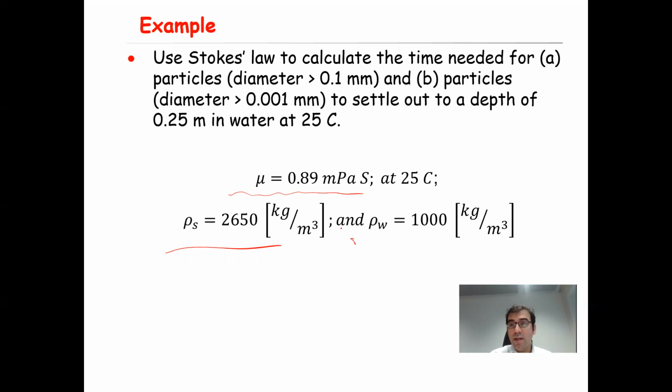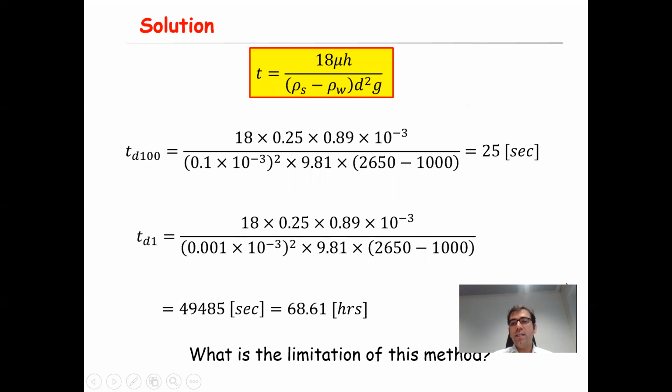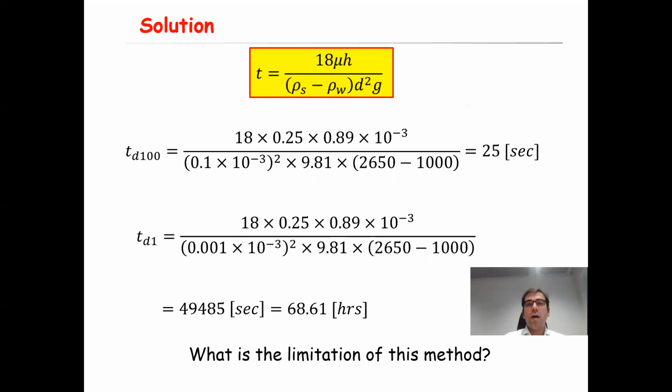The same is valid for part B. That is, you need to calculate the time for the particle with the diameter of 1 micron, or 0.001 millimeter, to settle. Anything larger than that settles faster. So this is a relatively easy question. You just simply need to write this equation.